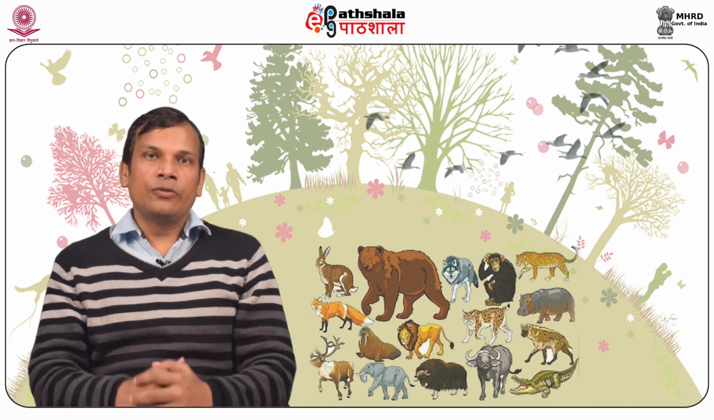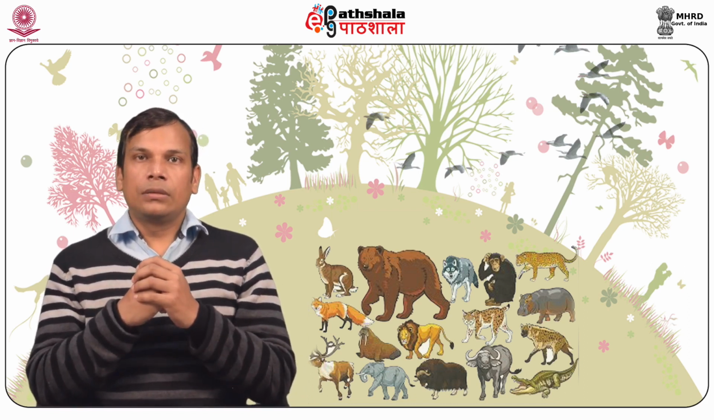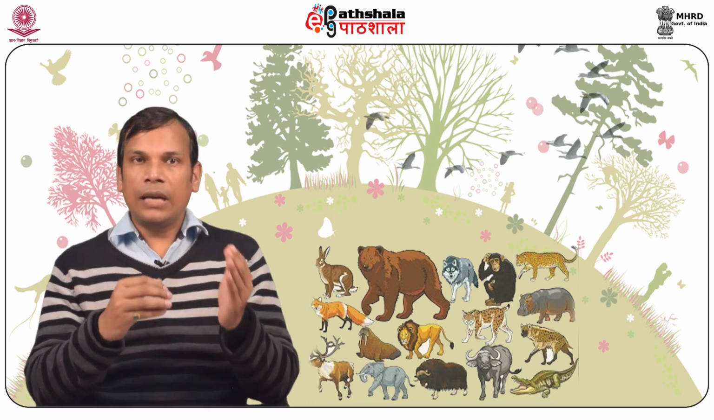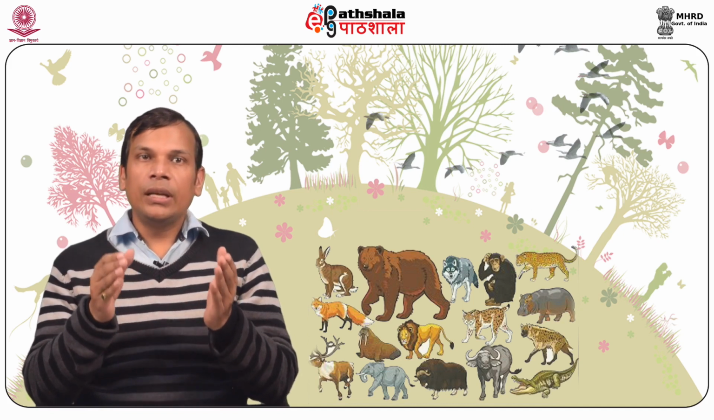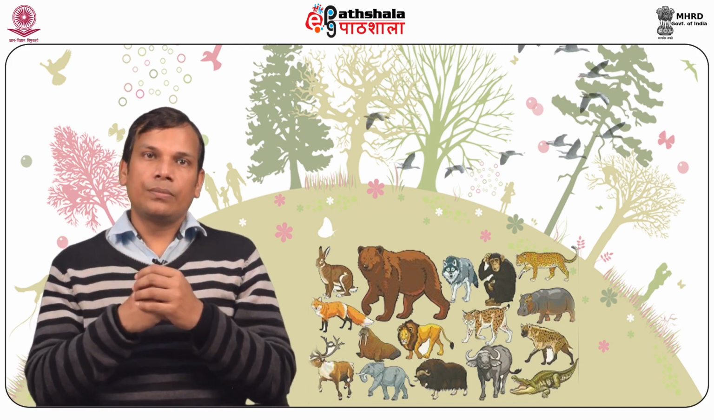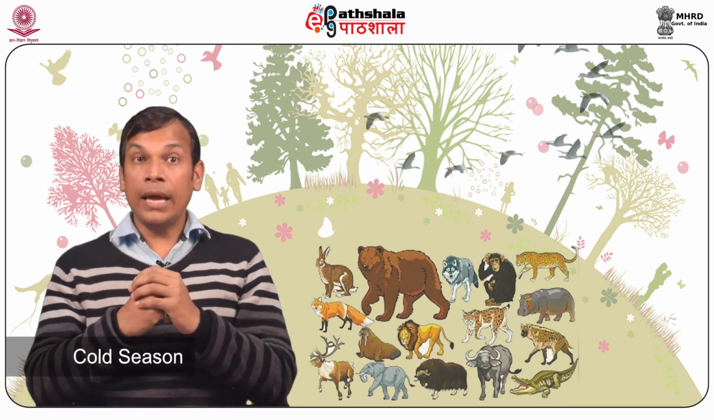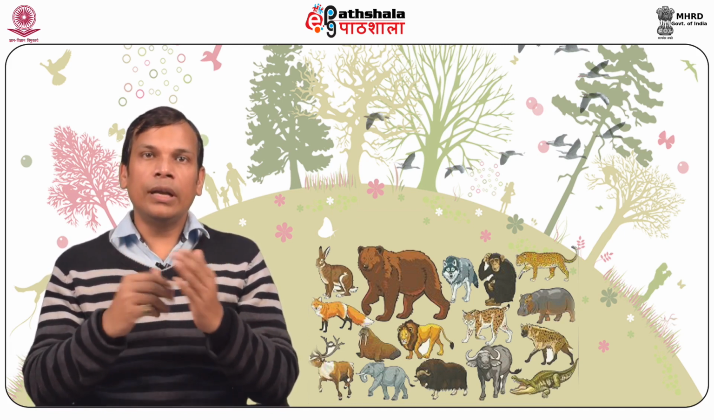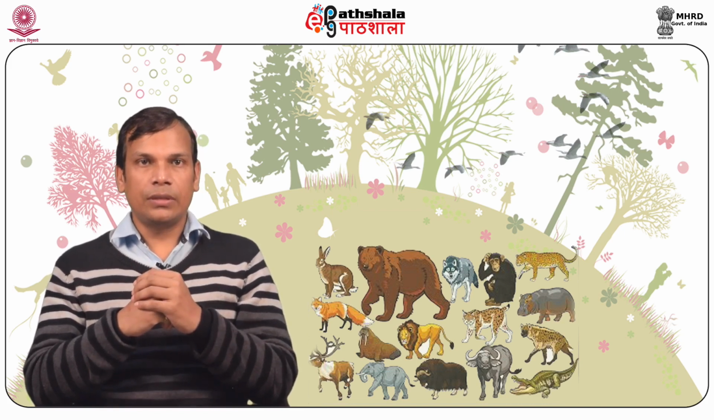Temperate deciduous forest. The temperate deciduous forests are moderate climate forests characterized by moderately humid conditions with a marked short period of cold season and an annual rainfall of 75 to 150 centimeters.